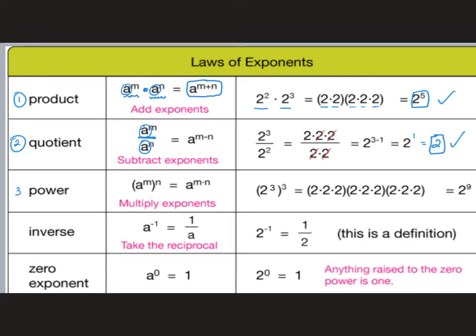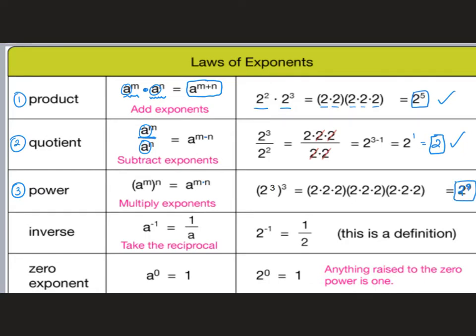Our third rule of exponents is our power rule, which states if I have a base a raised to the power of m raised to a second power of n, so a power raised to a power, we're going to multiply those exponents together. So a to the mth raised to the nth is really a to the m times n. In this example, 2 cubed raised to the third, I can multiply 3 times 3. Again, the base stays as 2, so my answer is 2 to the 9th.